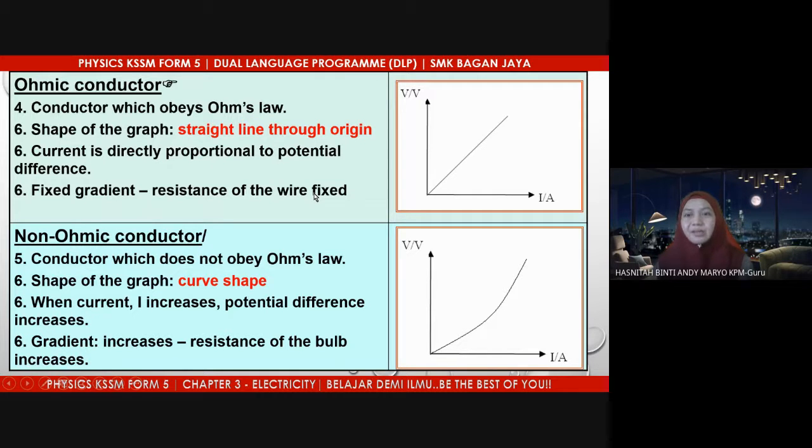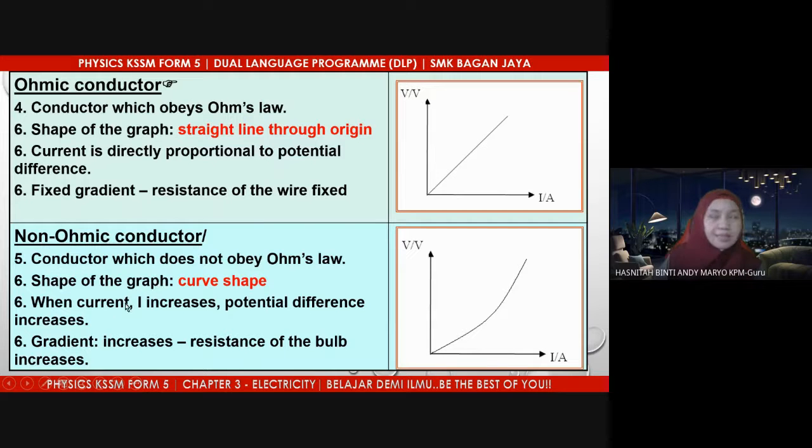Yes, another name for potential difference is voltage, and the unit is volt. So V is potential difference or voltage, and the unit is volt. I hope you're clear now.